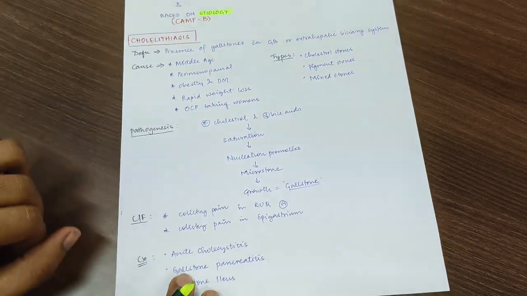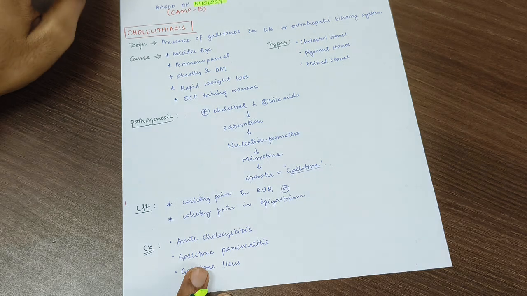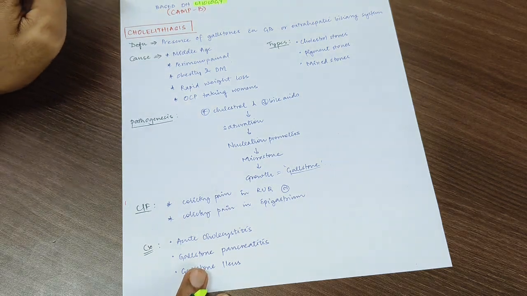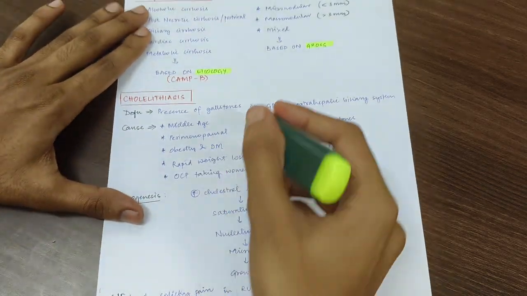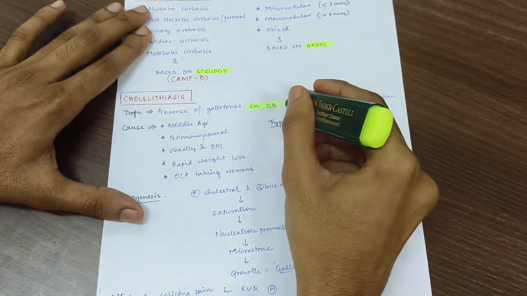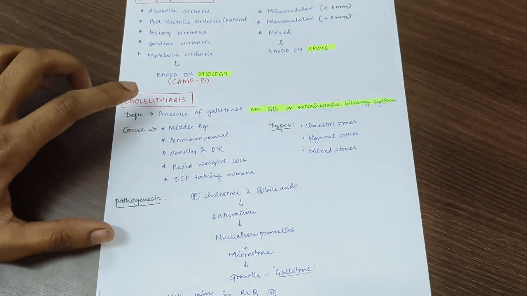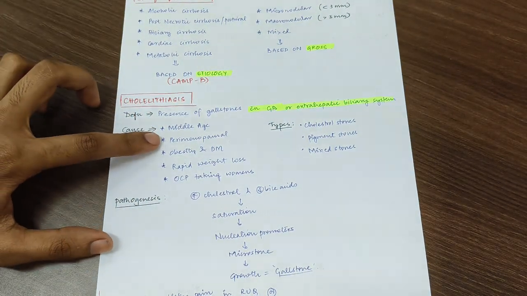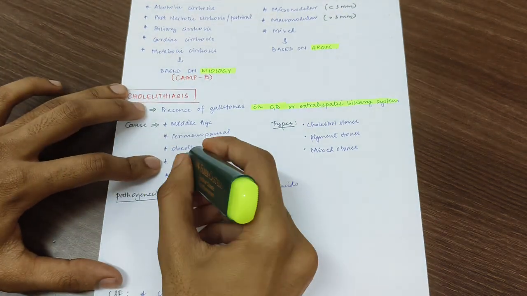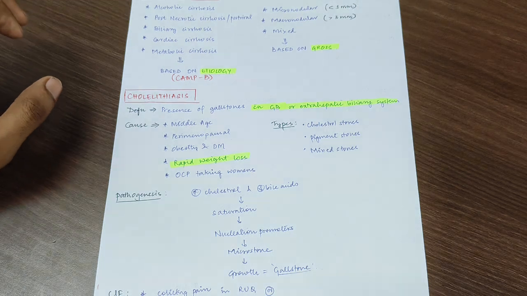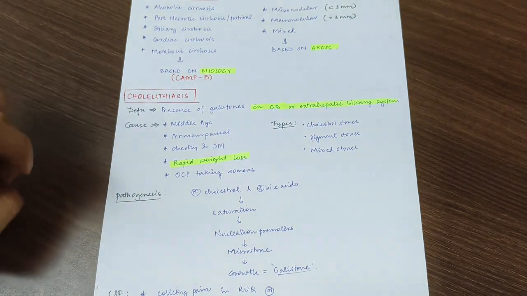Then cholelithiasis. What is cholelithiasis? Gallbladder. Cholelithiasis is the presence of gallstones within the gallbladder or extrahepatic biliary system. What is the cause? Middle-aged individuals, perimenopausal women, obesity, diabetes, rapid weight loss. Remember, rapid weight loss is also a cause for cholelithiasis. Then women taking OCPs. These are the risk factors or causes.